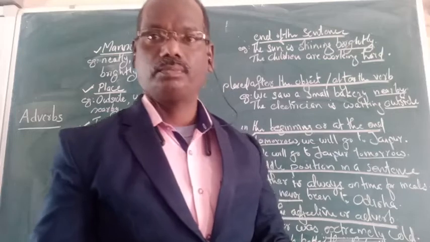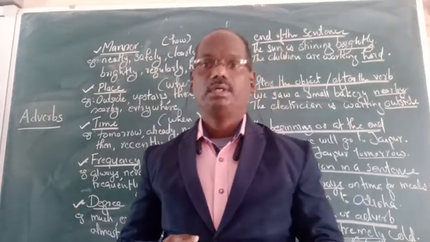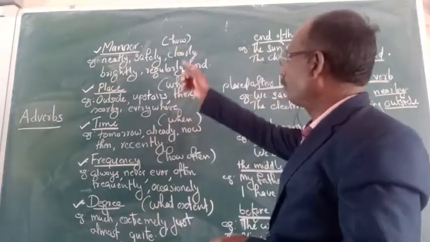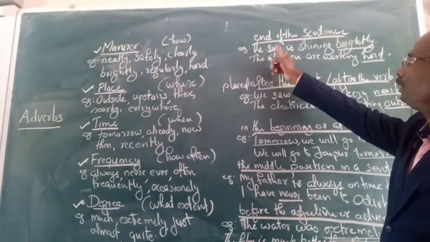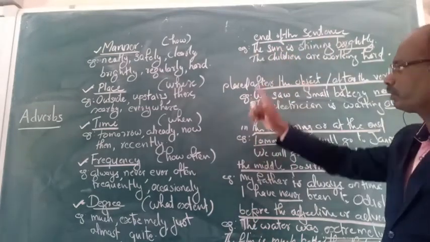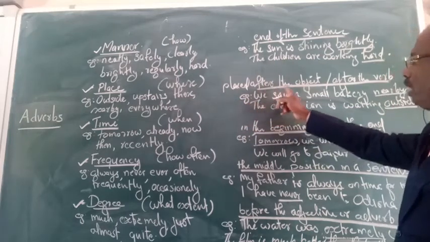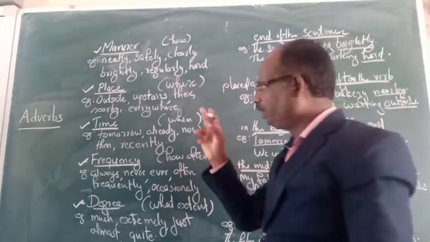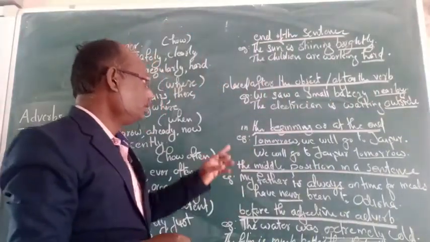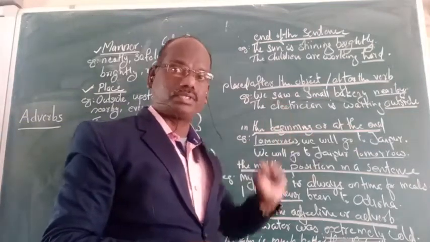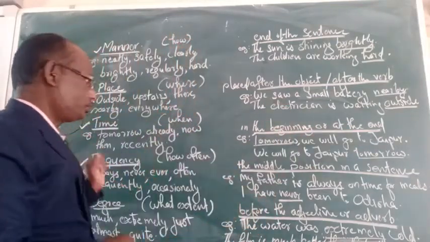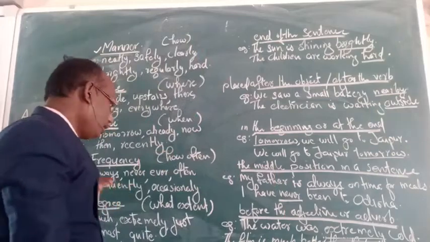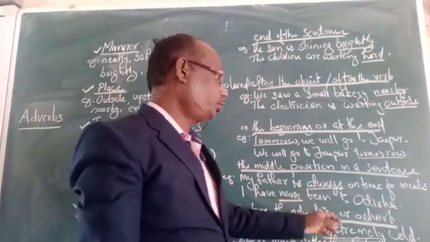I hope you understood the position of the adverbs in different sentences. I say once again, the adverb of manner we use at the end of the sentence. Adverb of place, placed after the object or after the verb. Then, the adverb of time in the beginning or at the end of the sentence. Adverb of frequency, the middle position in a sentence. Adverb of degree, before the adjective or adverb.